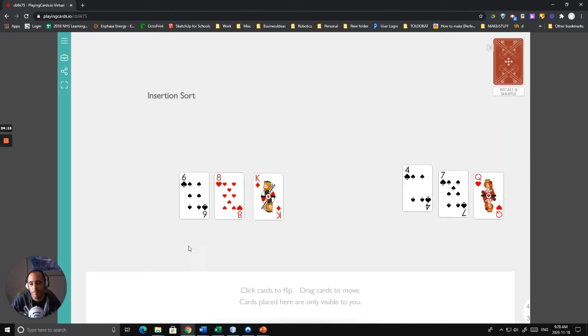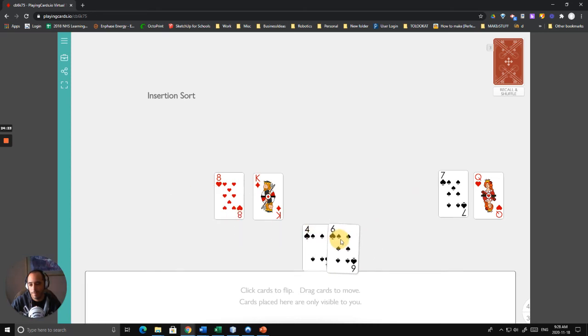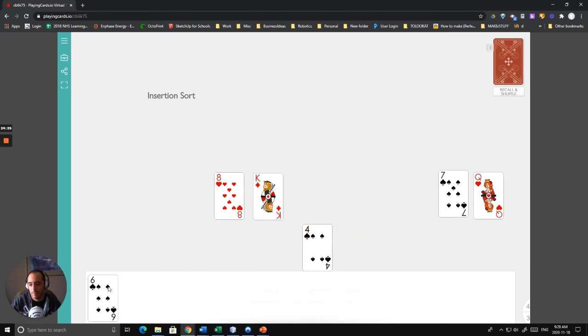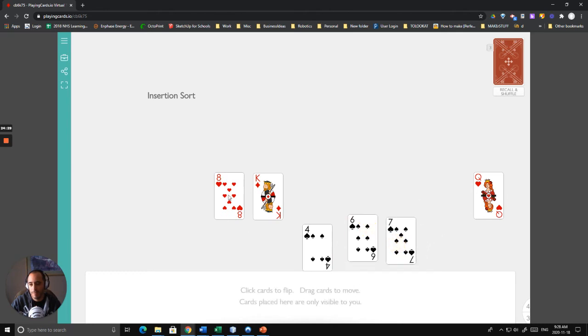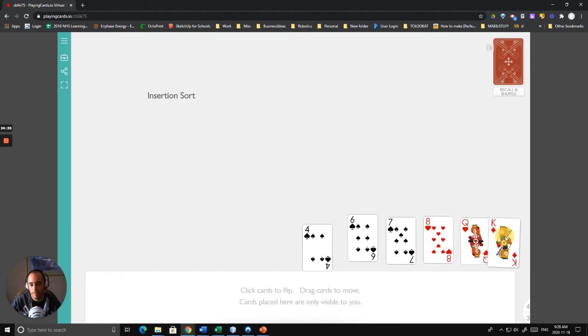Then we're coming back where I'm back to only having 2 sets of cards, and so it's going to merge these back together, and it's going to have the 4, the 6, the 6, the 7, the 8, the queen, and the king. Did you see how that merge operation was working there?